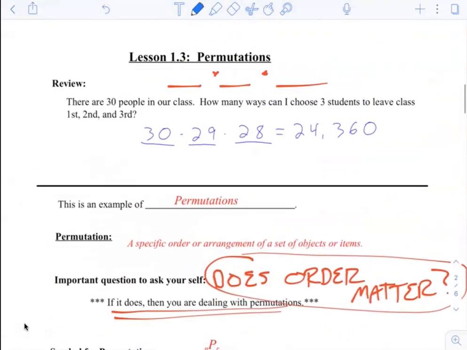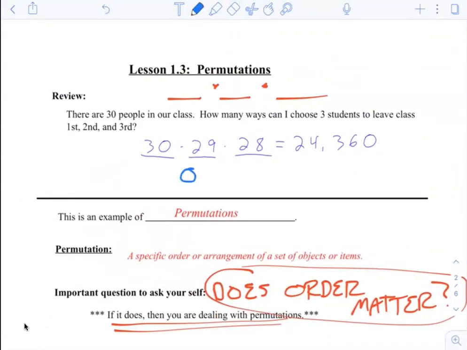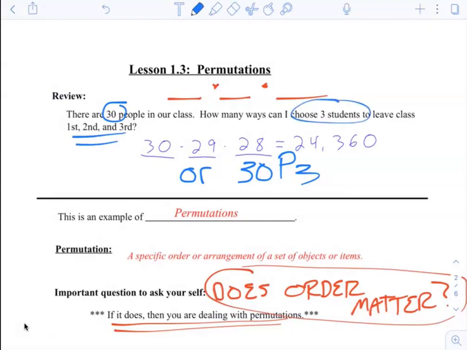Okay, so another way that we could have done this problem, 30P3, because there's 30 people in our class and we're choosing 3 students to leave in a specific order.